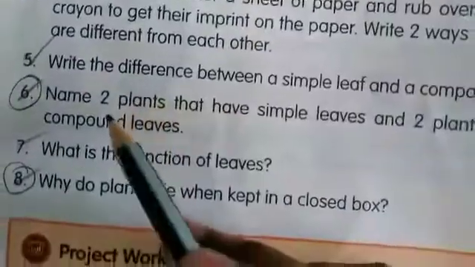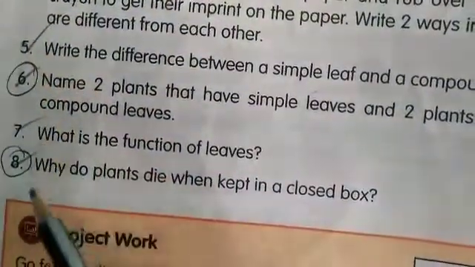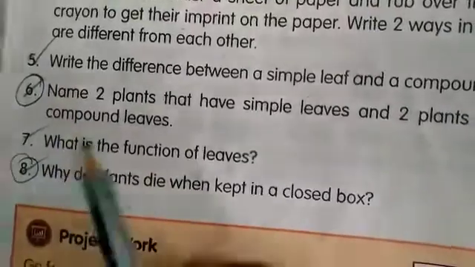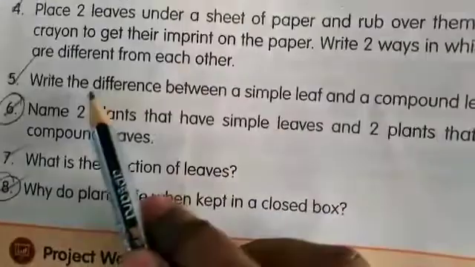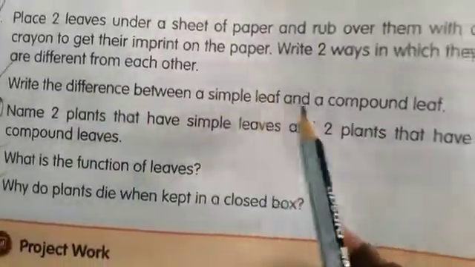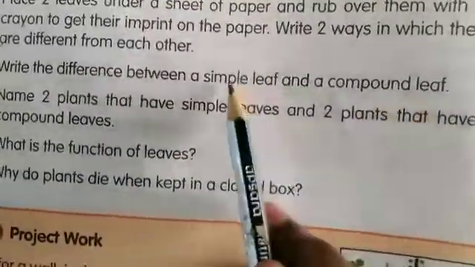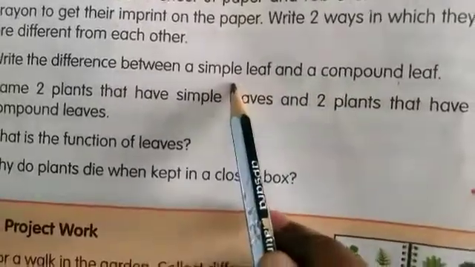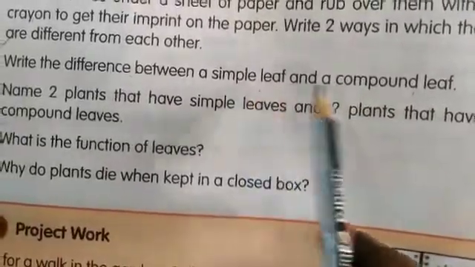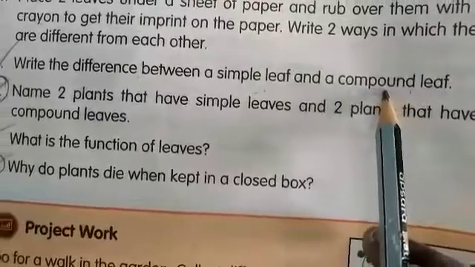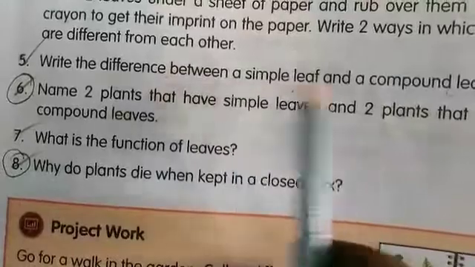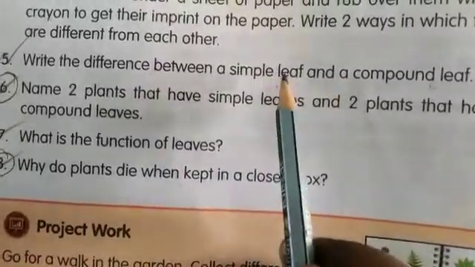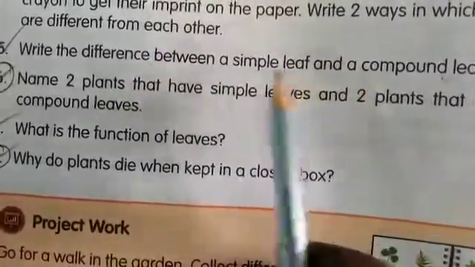Now we'll see the practice questions. Today we are going to learn 5, 6, 7, 8. In these 4 questions you are going to write the 2nd, 6th and 8th ones, children. Write the difference between a simple and compound leaf. How are you going to write the difference? A simple leaf will have a single leaf blade and a compound leaf will have many small leaves. In this way you are going to write the difference. Even if they ask you to write an example, you are going to give an example.